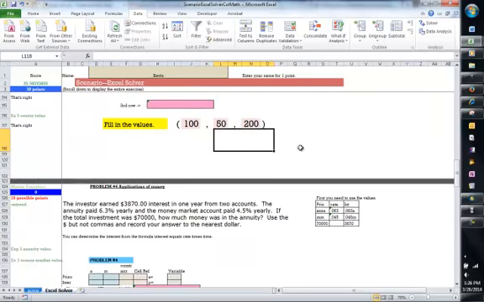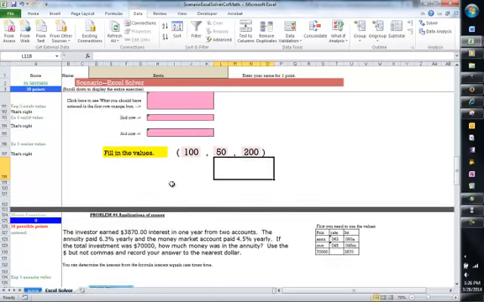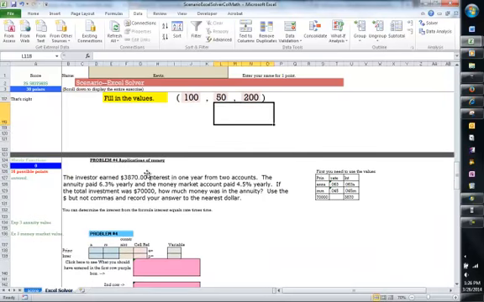Next one. These are an application of money. The investor earned $38.70 interest in 1 year from 2 accounts. The annuity paid 6.3% yearly, and the money market account paid 4.5% yearly. If the total investment was $70,000, how much money was there? You can determine the interest from the formula that says interest is principal times rate times time. So we have principal here, which is the annuity and the money market, add up to $70,000.